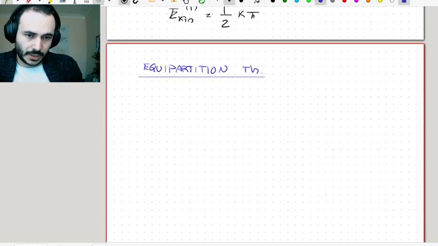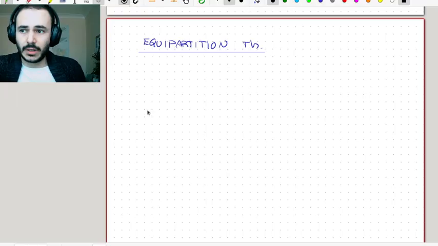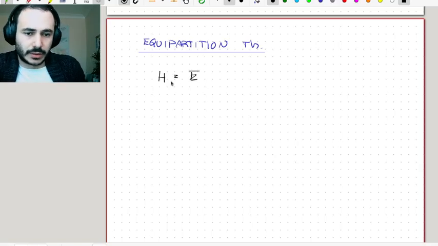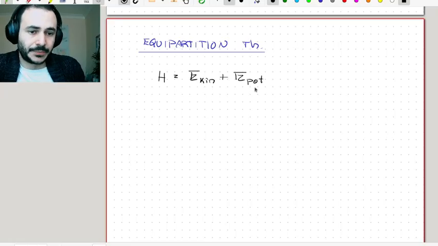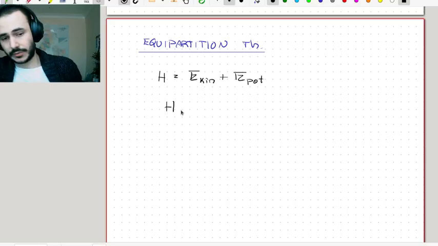Okay, so let's see what this says. And we're not going to prove it, like I said before, because we would need to introduce more things that we don't have time to discuss. But essentially, it says that if you have any system, it has a Hamiltonian. Remember, that's the sum of the kinetic energy plus the potential energy. And remember, the Hamiltonian is actually a Legendre transform of the Lagrangian.